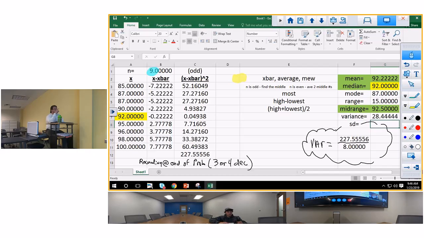You take the square root of the variance to get the standard deviation. Write that down. You take the square root of the variance to get the standard deviation.